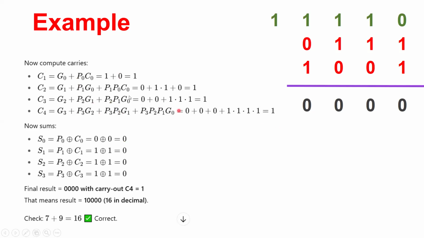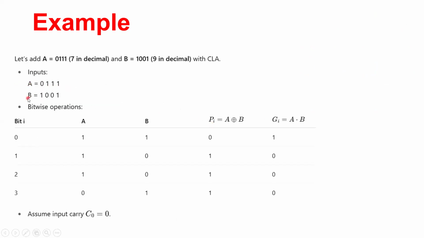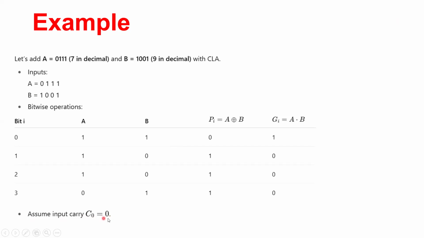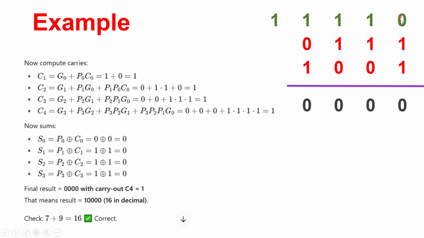How to verify? This equation is very simple. You see the examples here. These are the numbers A and B: A is 0, 1, 1, 1, and B is 1, 0, 0, 1. This is what we have written here. Now, when you add 1 plus 1, your sum is 0, and the initial carry is C naught. We have assumed it to be 0. So you remember the initial carry we have assumed to be 0, so that's why C naught is 0.